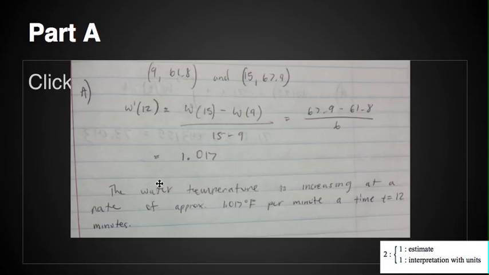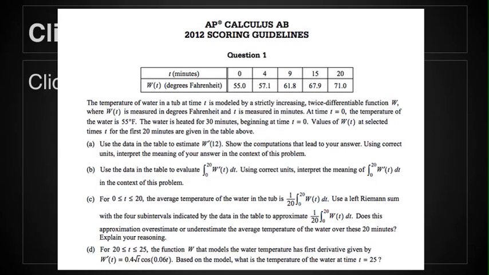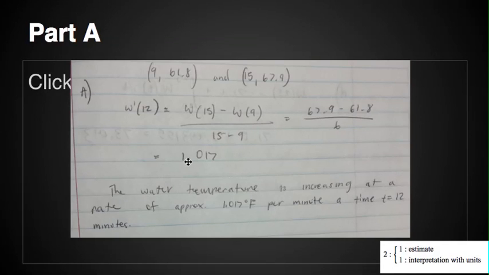You need to interpret the answer. Okay, so this answer of 1.017, since we found W prime of 12, this tells us that the water temperature is increasing at a rate of approximately 1.017 degrees Fahrenheit per minute at time t equals 12 minutes.